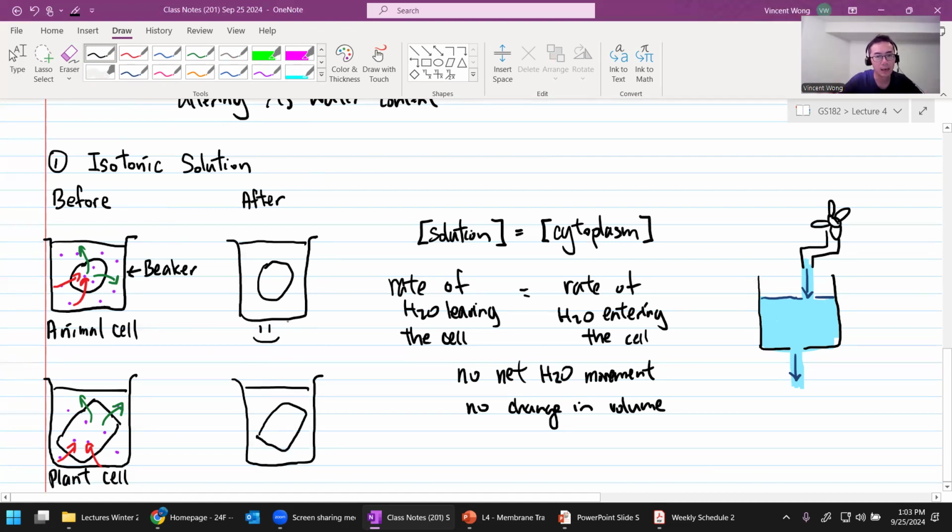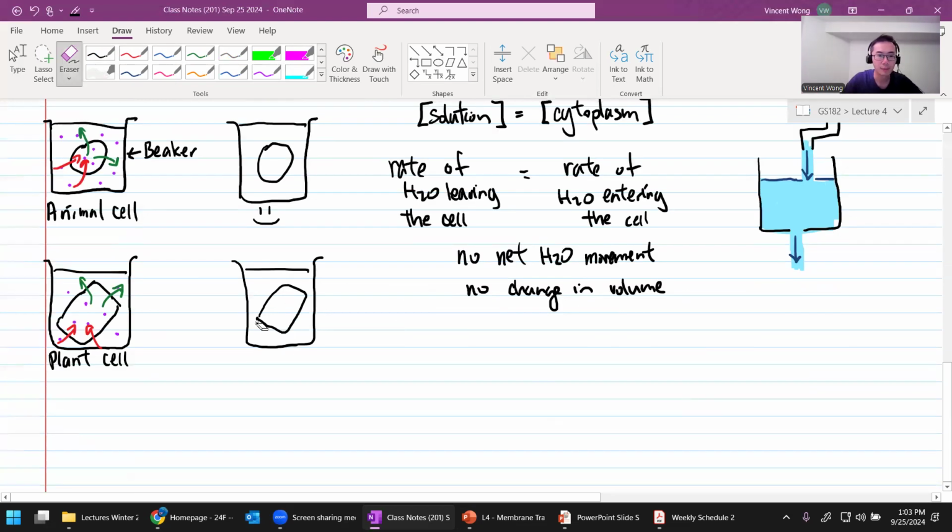Our body cells prefer isotonic solution. It keeps them happy. For plant cells, they're not happy, but they're not sad. They're like, it's all right. I'll live. It could be better, but it's all right. It's not the worst. They're like meh about it.